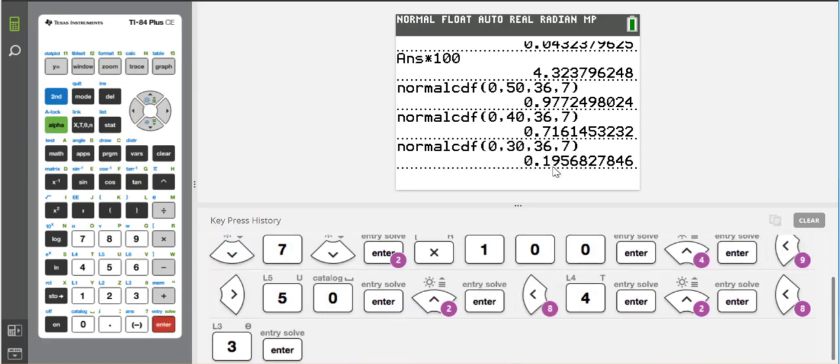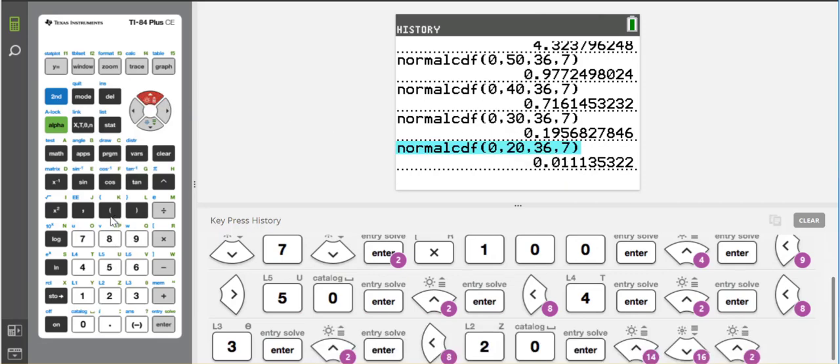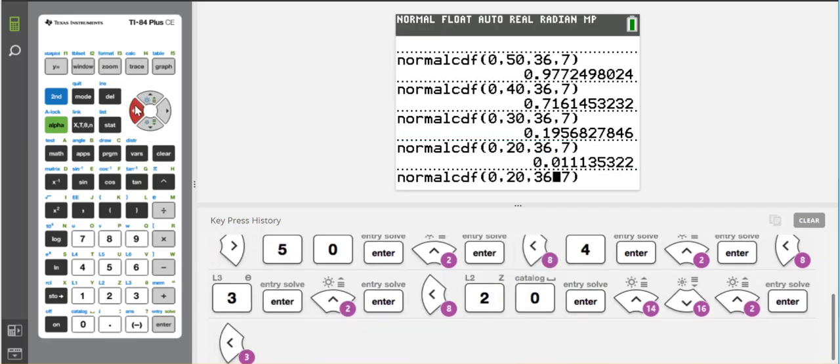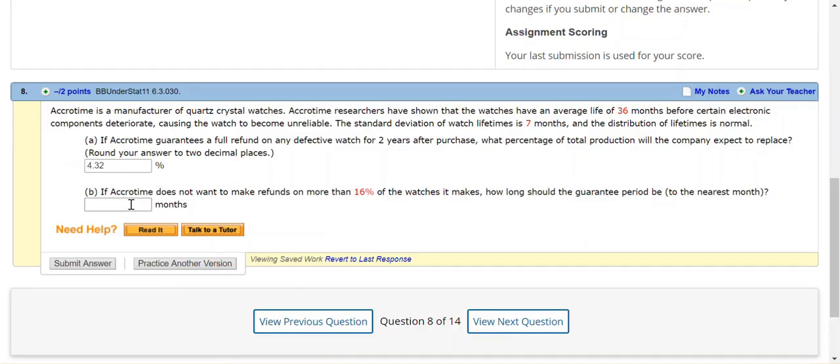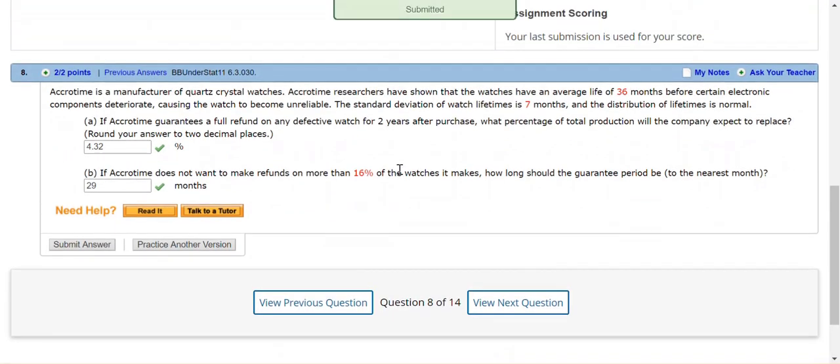This is close. This is 19%. So I'm going to try 29 and see what I get. That's pretty close to 16%. So I'm going to say 29 months. I just used trial and error until I found the 16%. So I enter 29, and I'm going to submit my answer. And I got both of them correct. So this is how I solve this problem using technology.